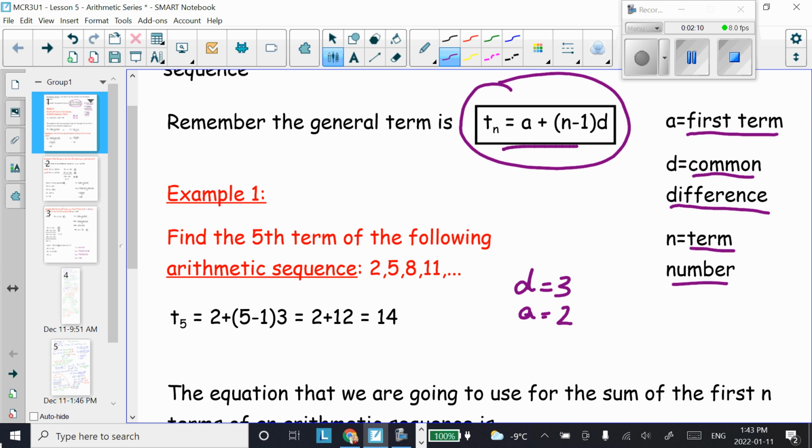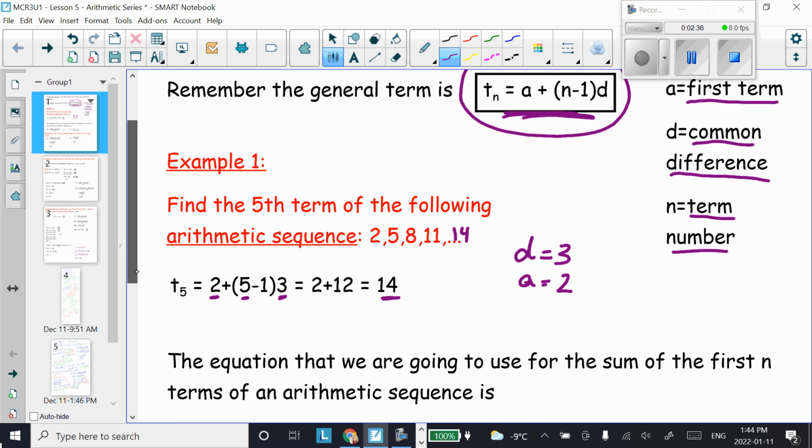Just using the equation up here, replacing the a with the 2, and replacing the n with 5, because we're trying to find the fifth term. And then I replaced my d with 3 because the numbers are increasing by 3. And I got the answer 14, right? Which makes sense. 2, 5, 8, 11. The next one would be 14. So this is review of what we've done previously.